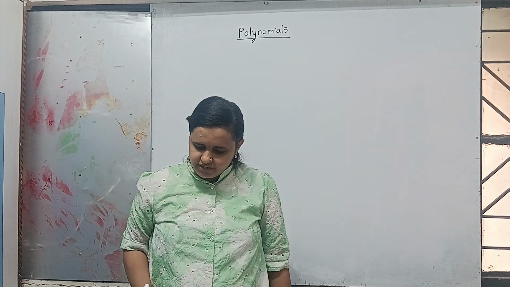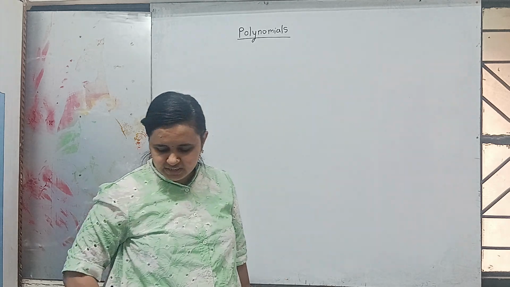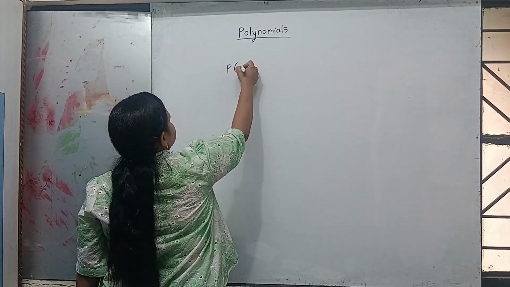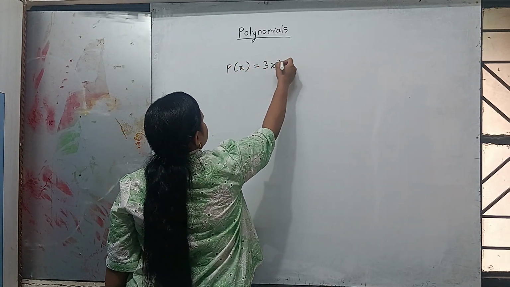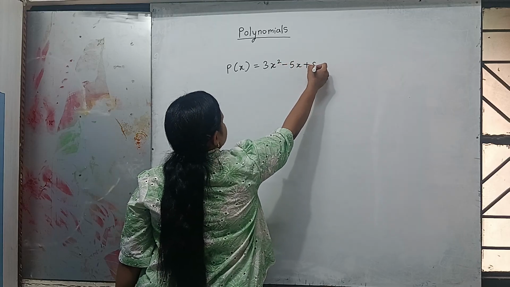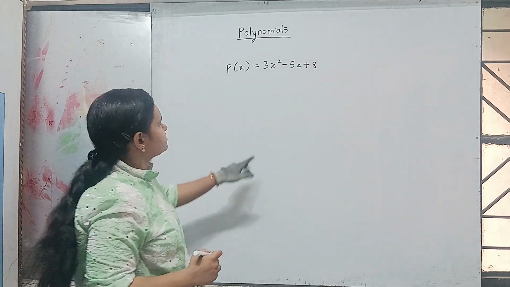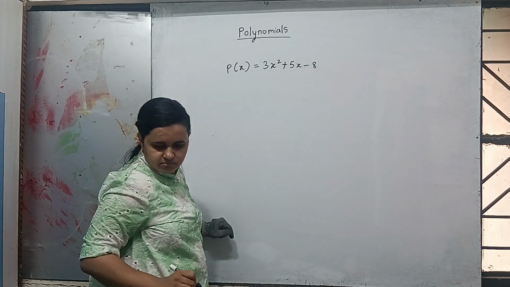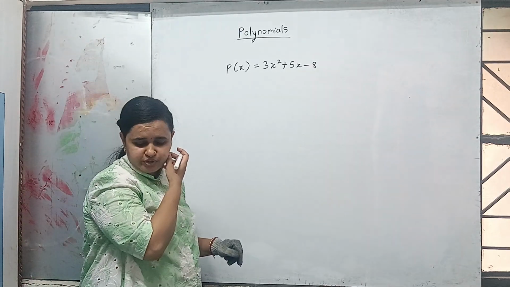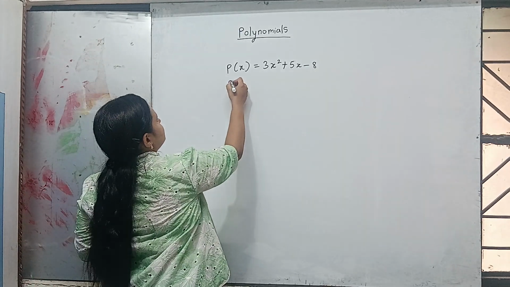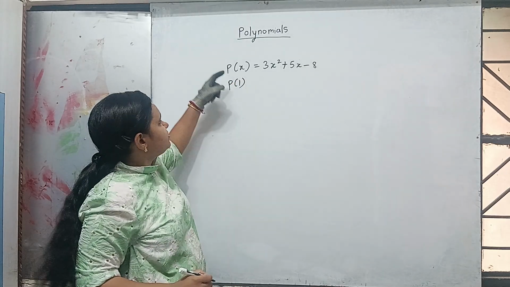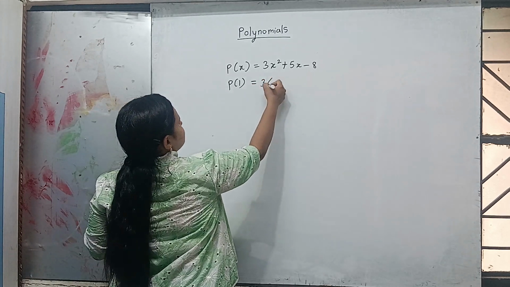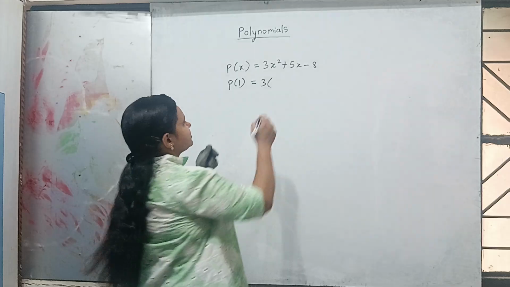Now, next question, 14th question. P of x is given as 3x square plus 5x minus 8. Then P of 1 is asked. What we have to do? We have to just put 1 in place of x. So just put 1 in place of x.